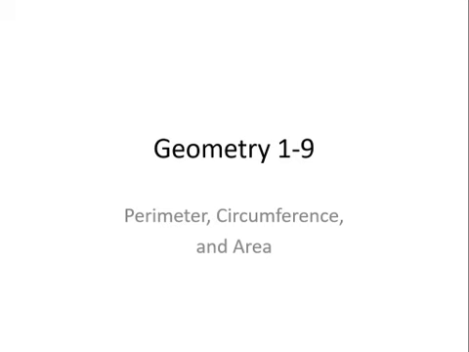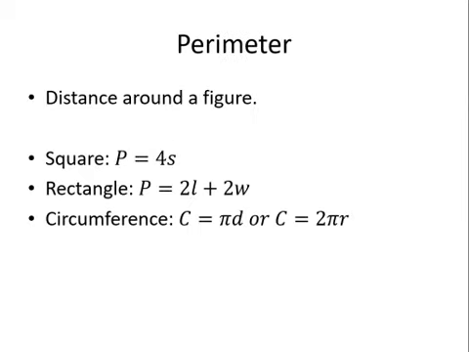Alright, this last section in chapter 1 is section 9, dealing with perimeter, circumference, and the area of some basic shapes. This is going to be fairly short because it isn't anything that should be new. You guys have probably seen these several times. So let's start off with our perimeter. The perimeter is the distance it takes to go around an object.